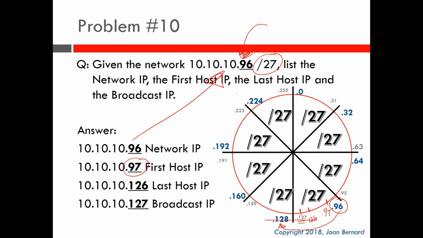Sometimes I like to find the broadcast first. I can add 32 to 96 and find my next starting point, and then back that off one here. So I've got 127 as my broadcast, and then I subtract one from my broadcast to get my last host.